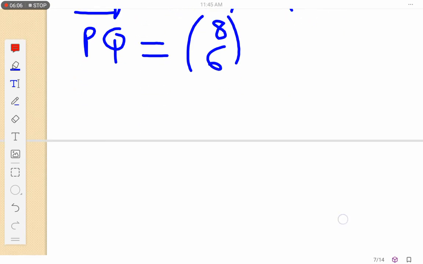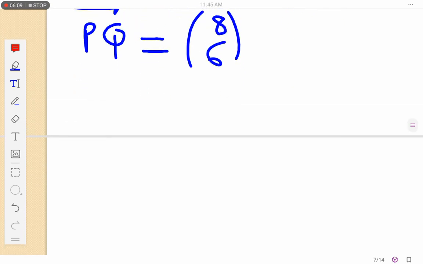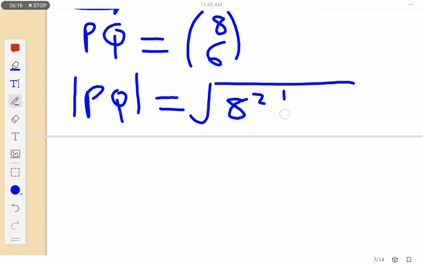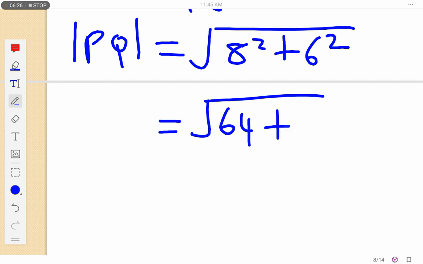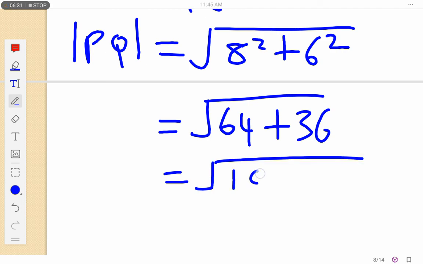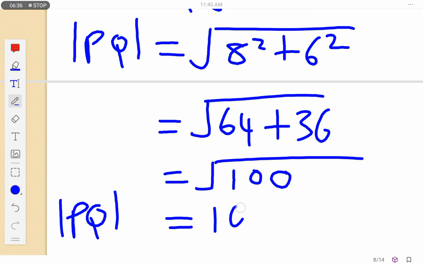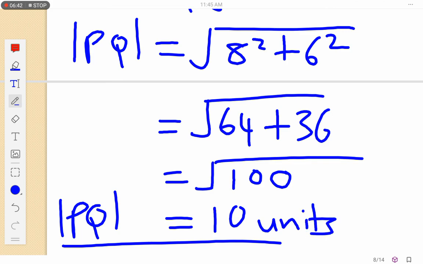Now I want to find the modulus of this. PQ, we said, is the square root of 8 squared plus 6 squared. At the end of the day, I will have the square root of 64 plus 36. This is the same as the previous question: 100, and our PQ is equal to 10. Don't forget units. So that's how you calculate your PQ.